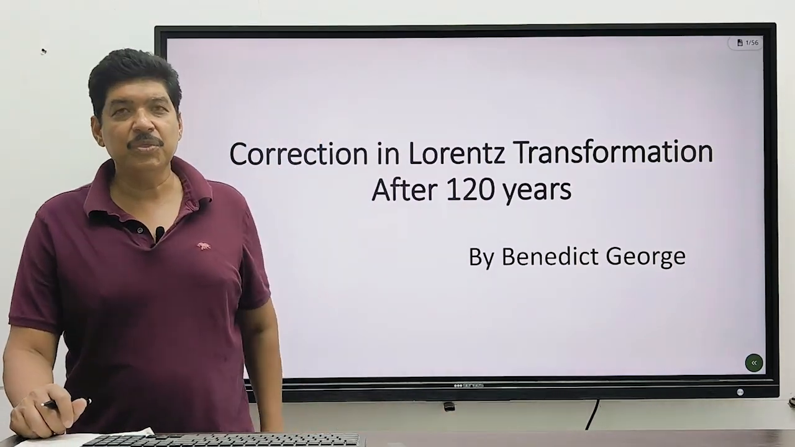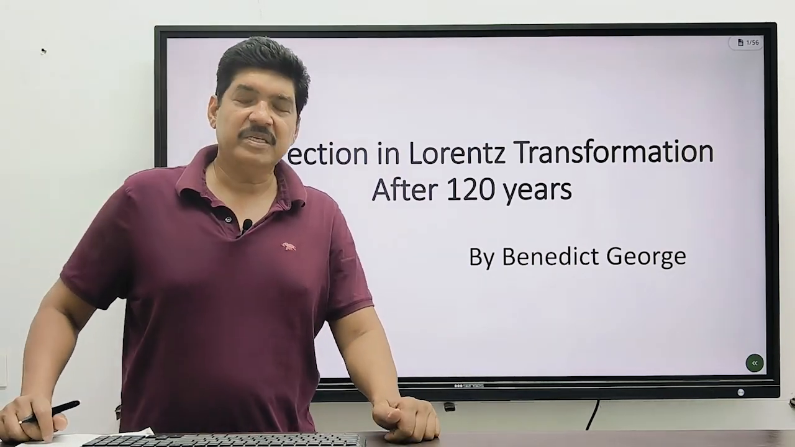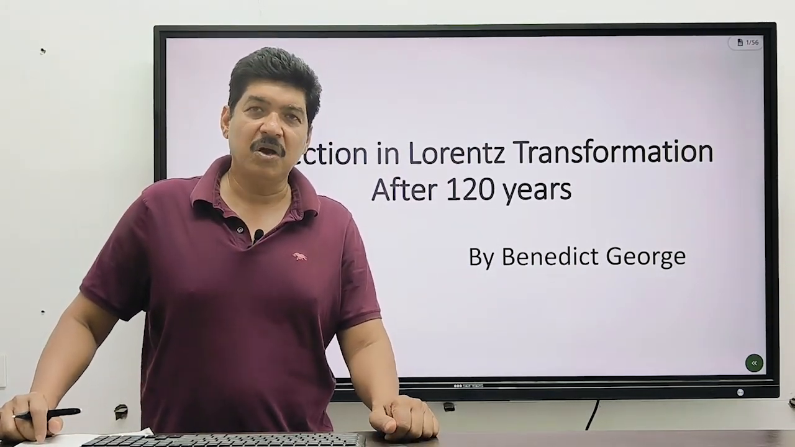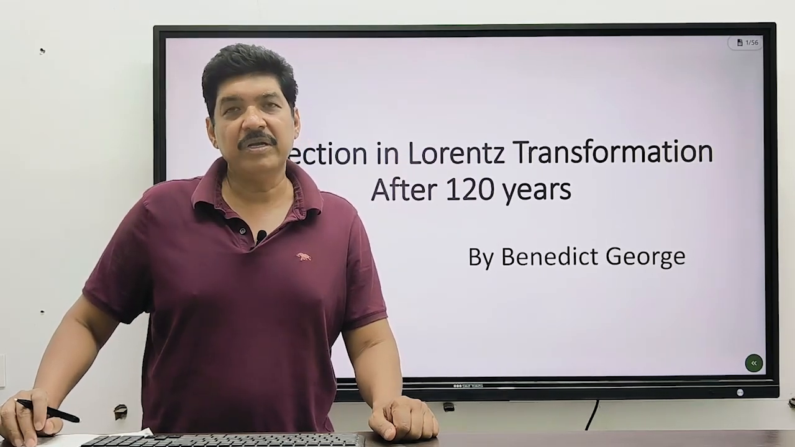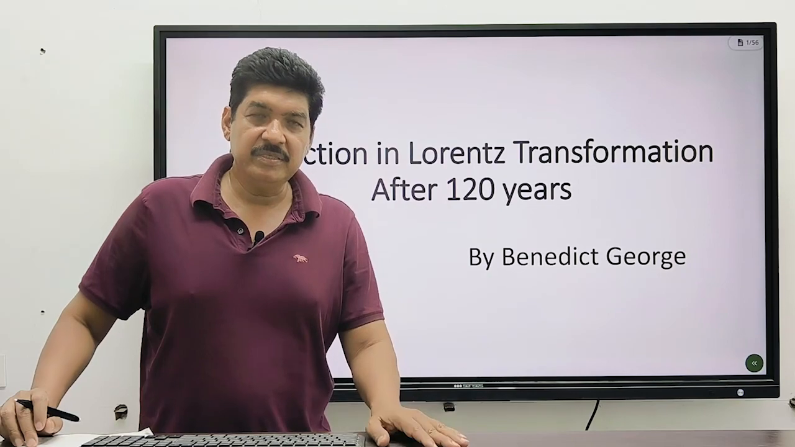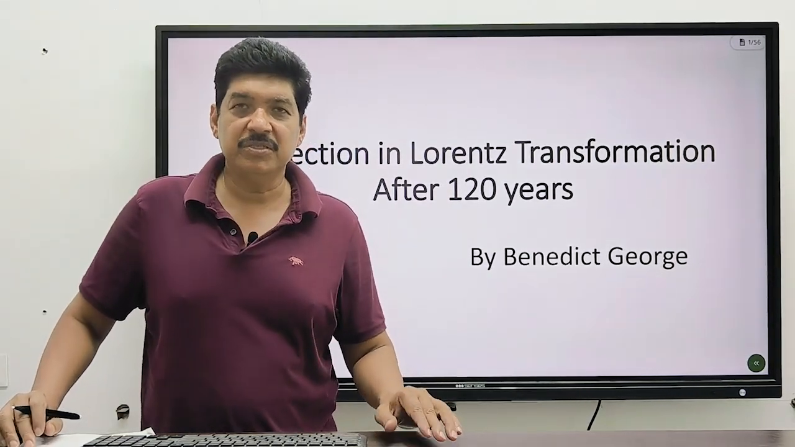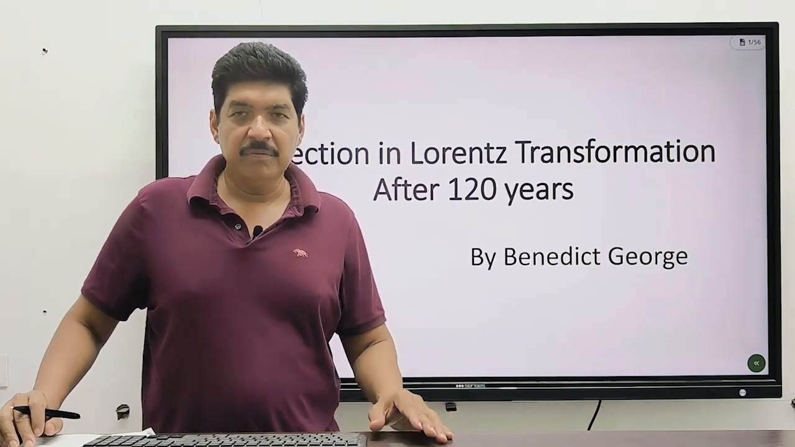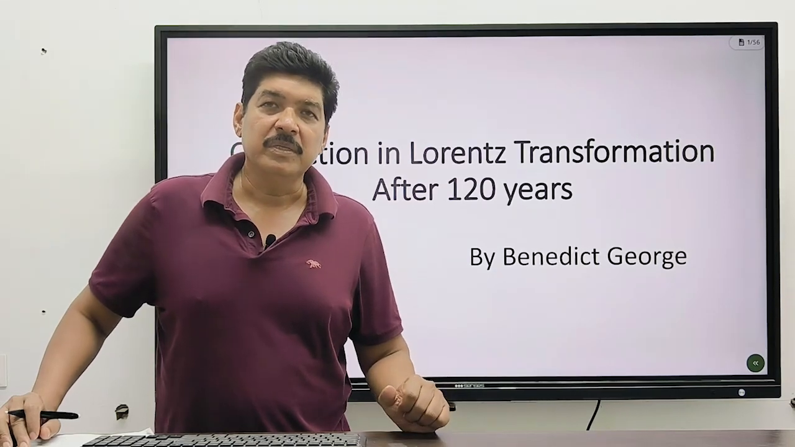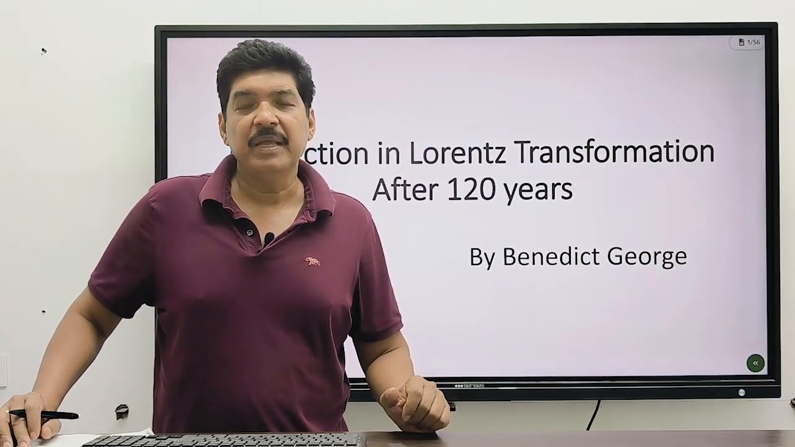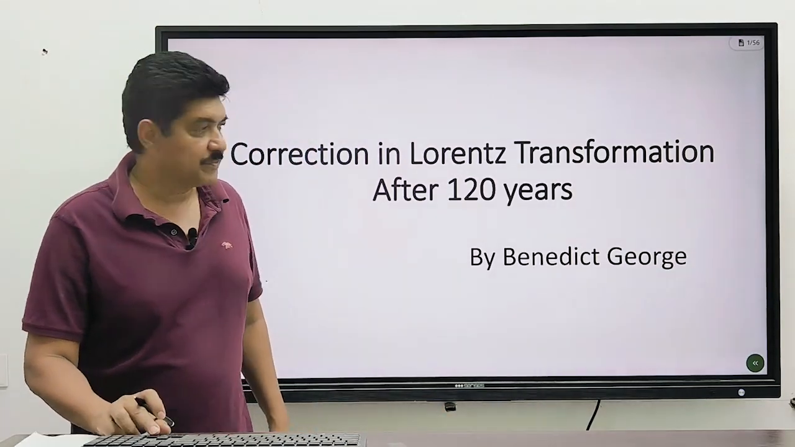Today I am going to show you the errors in Lorentz transformation. Lorentz transformation forms the basis of general relativity and quantum mechanics. And since the basic equation of Lorentz transformation is wrong, it has a ripple effect on general relativity and quantum mechanics. So let us see what the errors are.